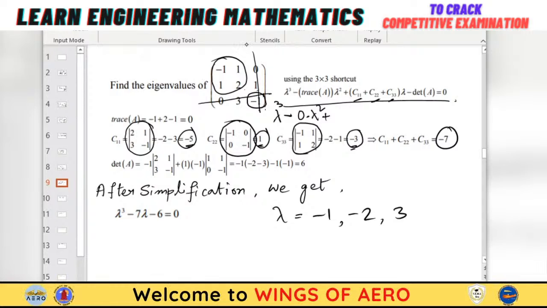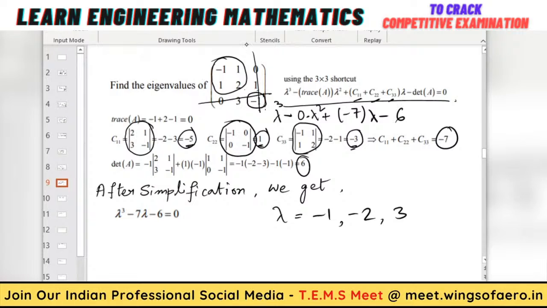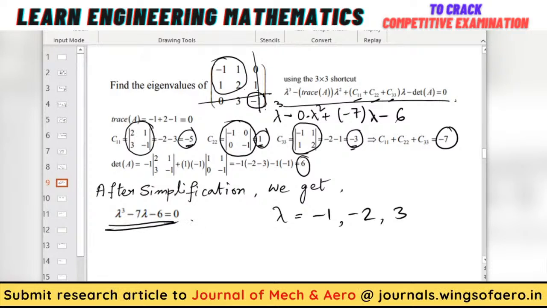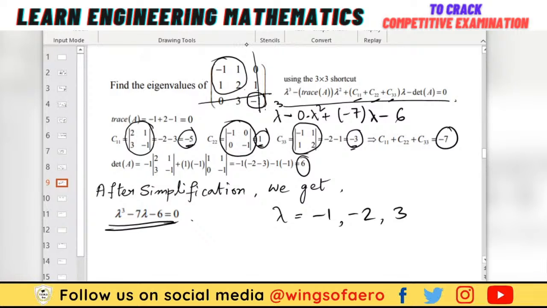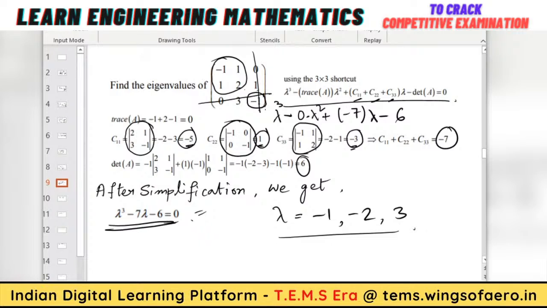Okay, so minus 7 into lambda minus determinant of the whole matrix. So the determinant is 6. You can see here 6. So after simplifying, you can get this cubic equation. Now you have to solve this cubic equation to find out the eigenvalues. Can you solve it? A second degree equation is very easy to solve, just apply the Sridhar Acharya formula. But this equation, can you solve this one?